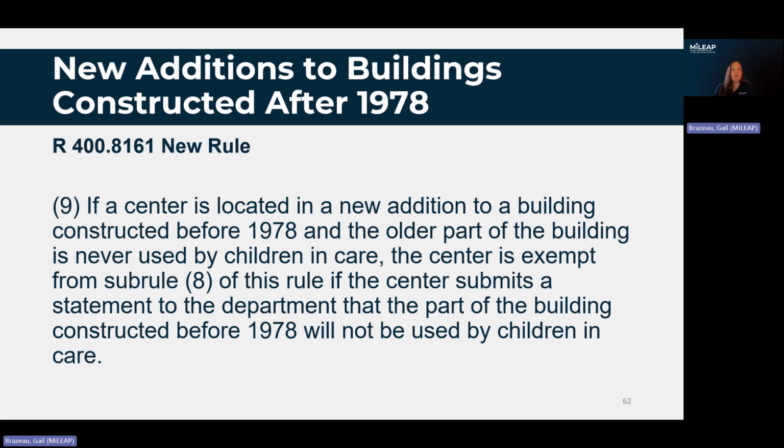Rule 8161 Subrule 9 is a new rule, and it's regarding additions to buildings that were constructed before 1978. If a center is located in a new addition to a building constructed before 1978, and the older part of the building is never used by children in care, the center is exempt from Subrule 8 of this rule if the center submits a statement to the department that the part of the building constructed before 1978 will not be used by children in care.